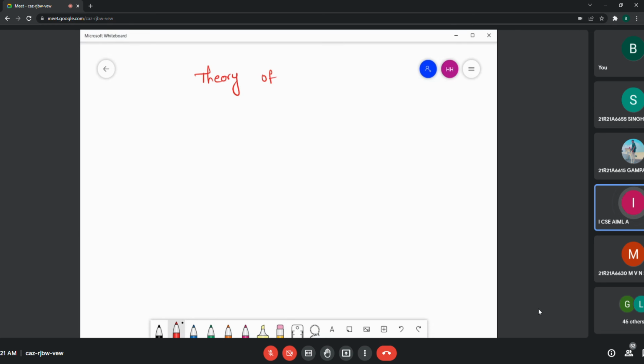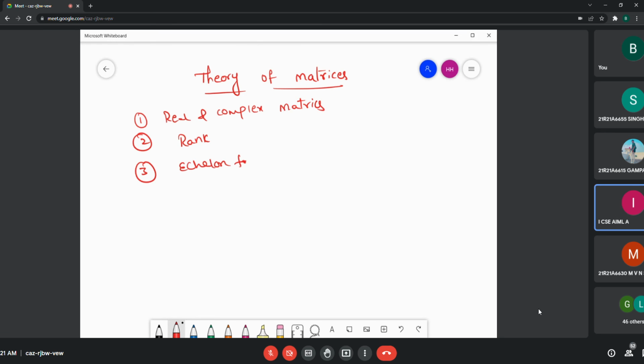Next is the theory of matrices. In the theory of matrices, first is real and complex matrices. The second one is rank. In rank we have two methods: the echelon form and normal form.